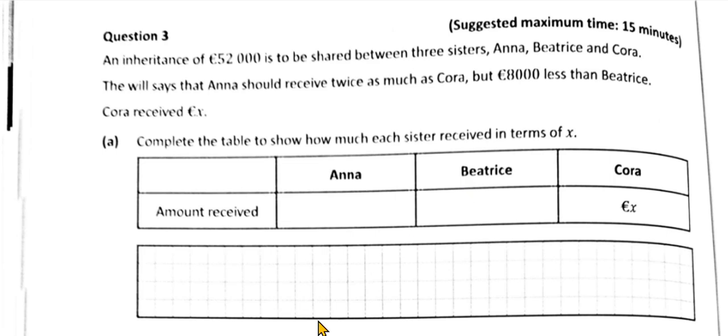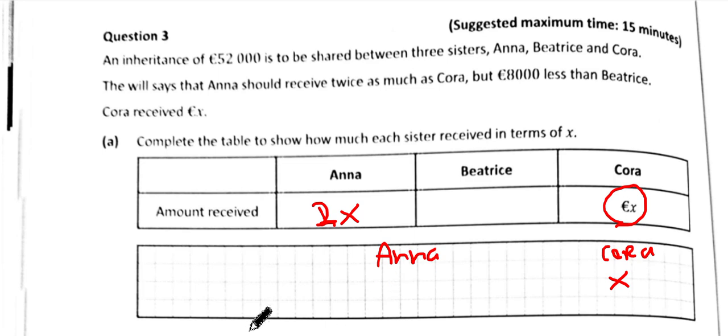So let's work on Cara. Cara is the smallest amount. Everybody agree Cara gets X? Yeah? So what should Anna get? Who said 2X? Why did he say 2X? It's double it, isn't it? You all happy with that?